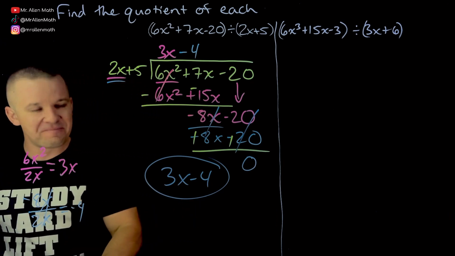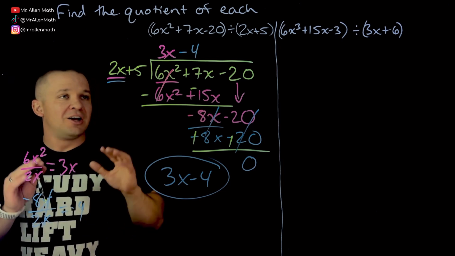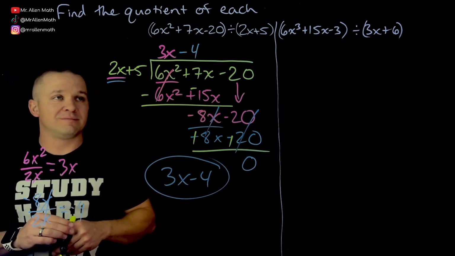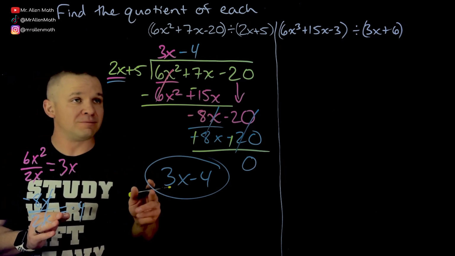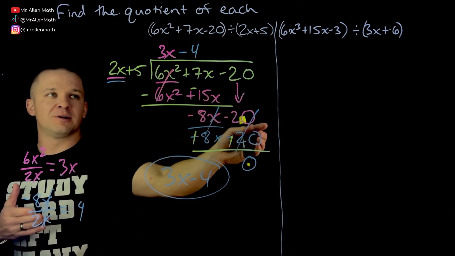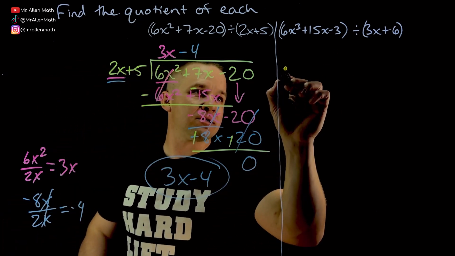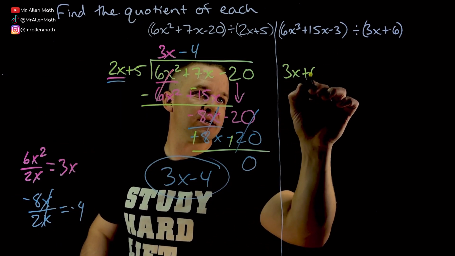All right. Next one. A little more to this one. So when we write this up, okay, if there is a missing term, we have to put a placeholder. And we have a missing term. There is no x squared here. So here's what I mean by that. We have our 3x plus 6 that's on the outside.